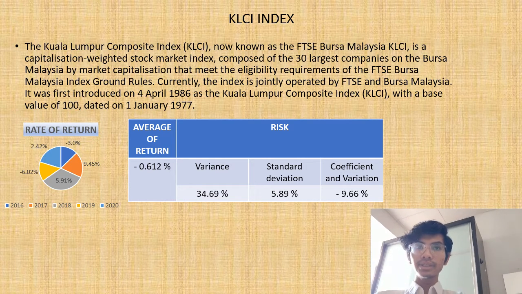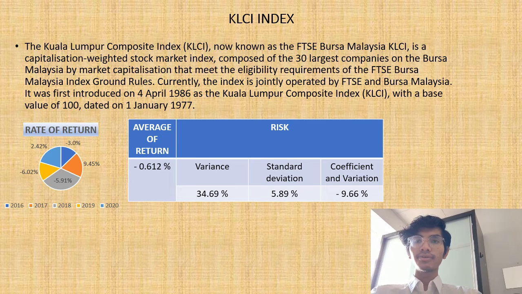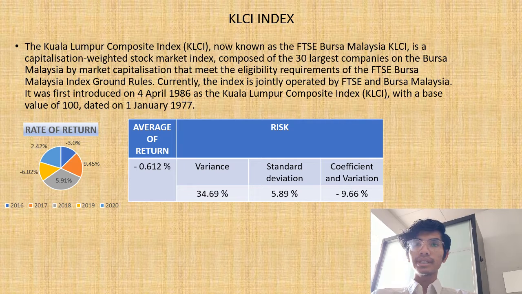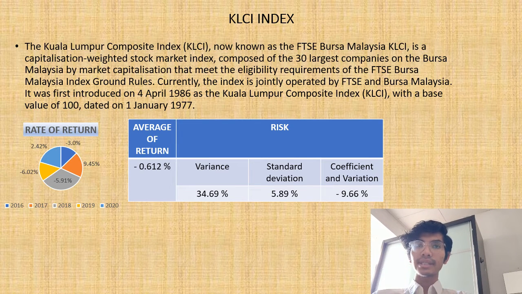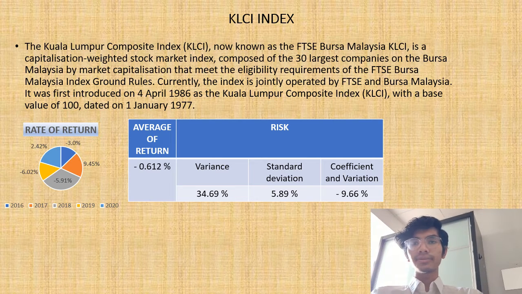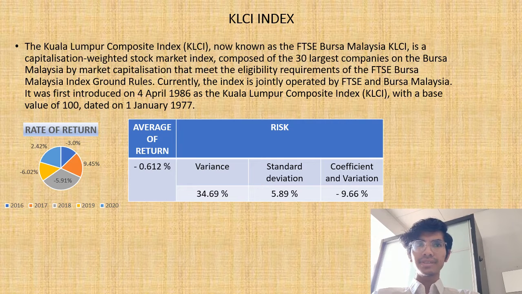It was first introduced on 4th April 1986 as the Kuala Lumpur Composite Index with a base value of 100 dated on 1st January 1977. The pie chart shows the rate of return of the KLCI index is negative 3.0% in 2016.